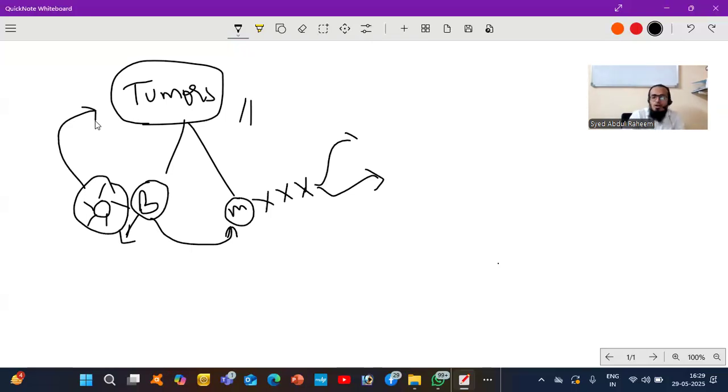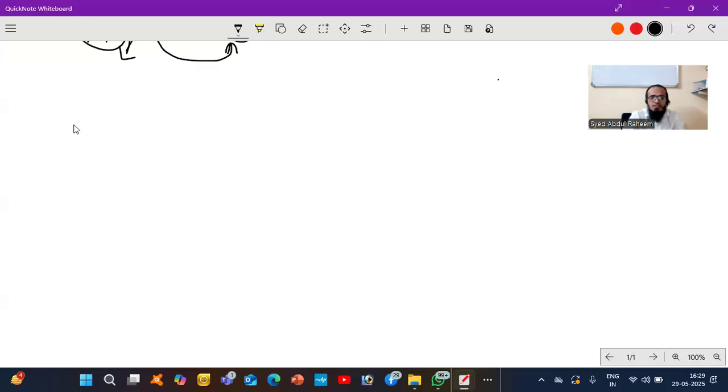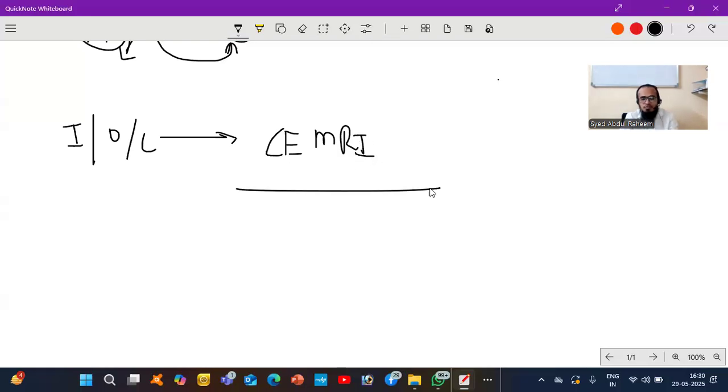For all types of tumor, what is the investigation of choice? The investigation of choice for tumors is contrast MRI. It will highlight the problem, how much tumor is there, and where it is situated.